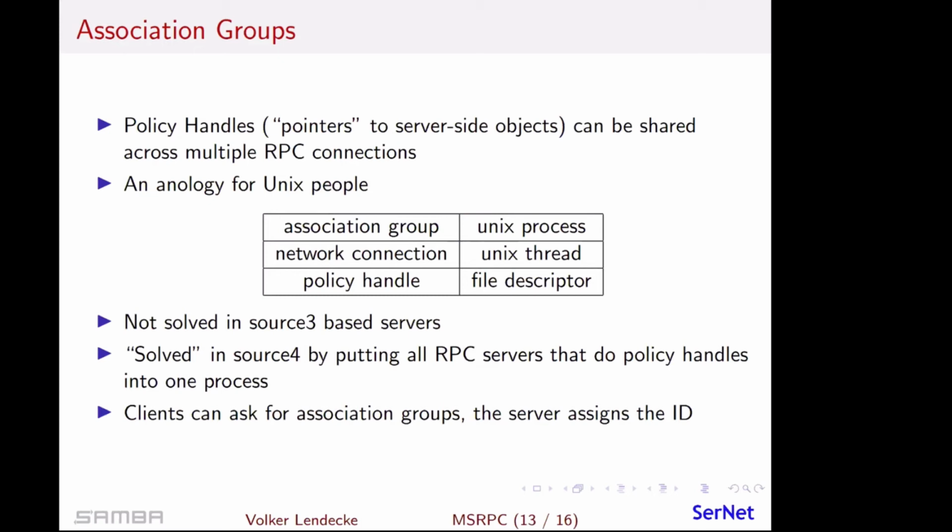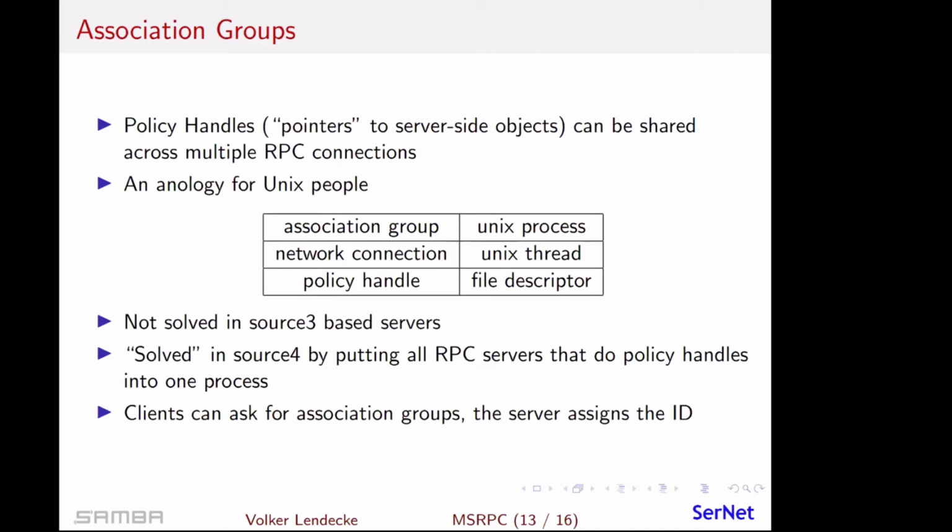This is solved in source4 by putting our RPC servers that do policy handles into one process, which is not entirely scalable to the levels that we would like it to scale. Yeah, so it is solved, but not really in a satisfactory way. How do these association groups work? Clients ask for them, and the server assigns a 32-bit ID when a client asks, hey, please get me a new association group. Clients then, after this ID has been assigned, later on can reference this association group.